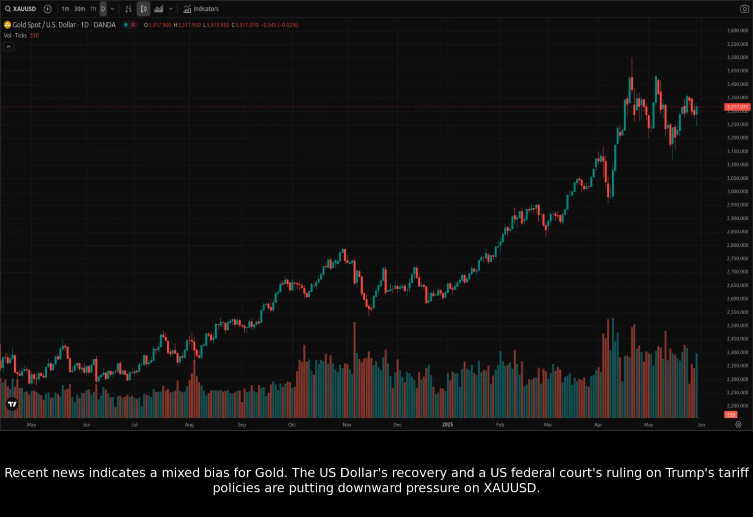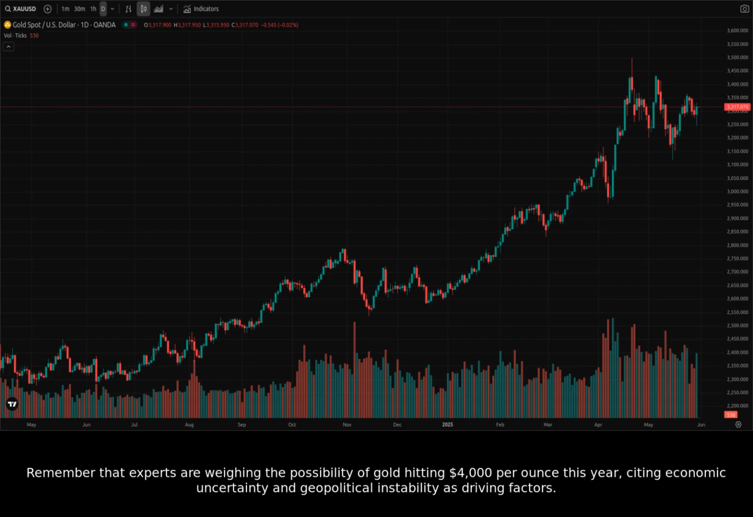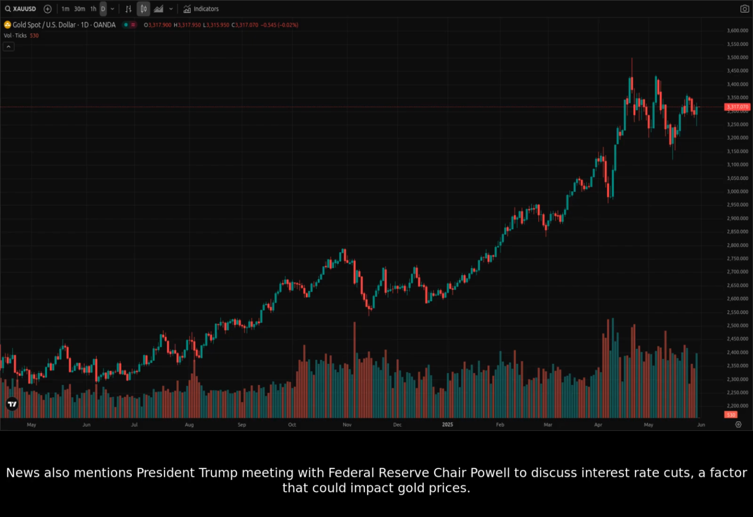Recent news indicates a mixed bias for gold. The US dollar's recovery and a US federal court's ruling on Trump's tariff policies are putting downward pressure on XAUUSD. However, other reports suggest that gold continues to look at the upside, especially as the dollar falls. Remember that experts are weighing the possibility of gold hitting $4,000 per ounce this year, citing economic uncertainty and geopolitical instability as driving factors. News also mentions President Trump meeting with Federal Reserve Chair Powell to discuss interest rate cuts, a factor that could impact gold prices.